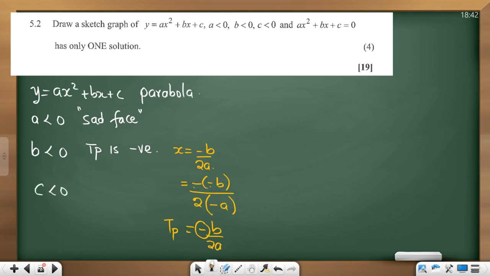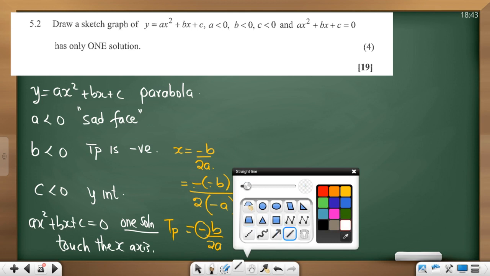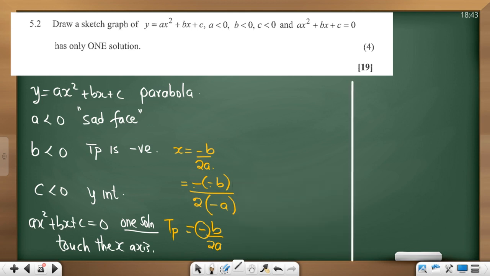What about c less than 0? What does it mean? That's my y-intercept. Okay? And finally, they said ax squared plus bx plus c equals 0 has one solution. What does that mean? It touches the x-axis once. Let's sketch, applying all of these things that we have.